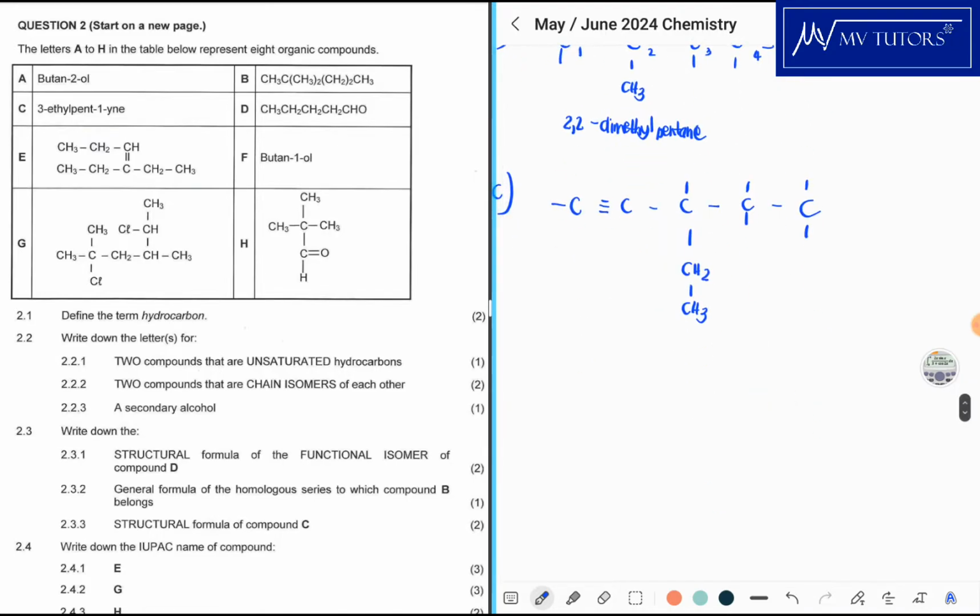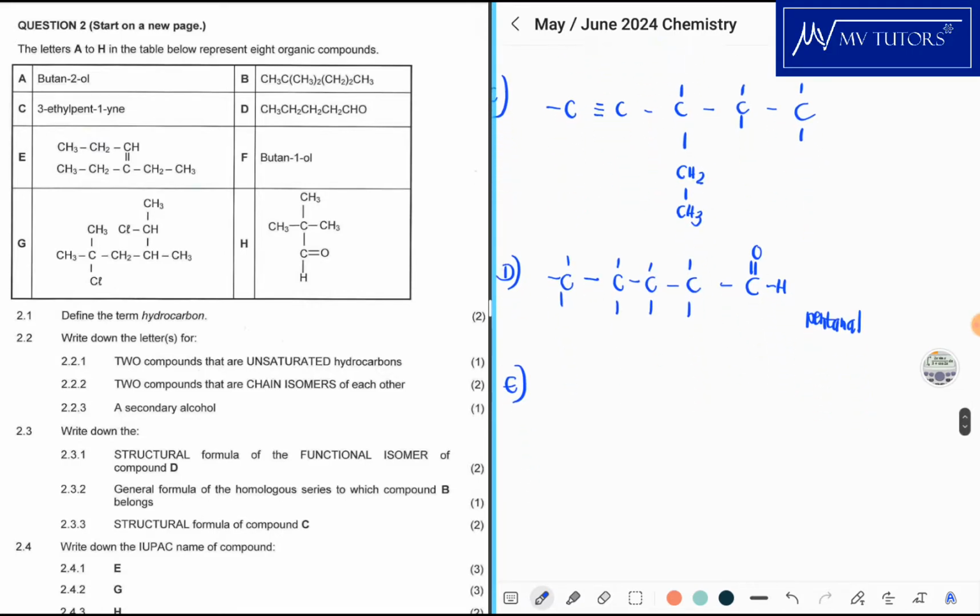Okay, so that's C. And then D: CH3, CH2, C. How many CH2s? 1, 2, 3. I just have my normal hydrogens. And then I have C. It can't be an OH group, so I have a double bond to oxygen, and so this is an aldehyde. Okay, it's an aldehyde: 1, 2, 3, 4, 5. So pentanal. That's what I would name it.